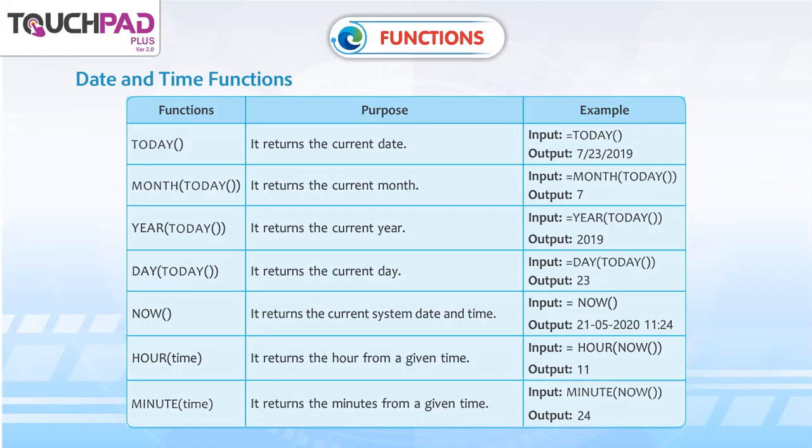Input: =HOUR(NOW()). Output: 11. MINUTE(time). It returns the minutes for a given time. Input: =MINUTE(NOW()). Output: 24.